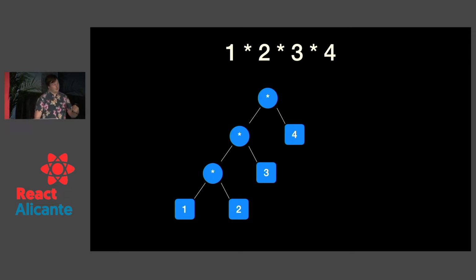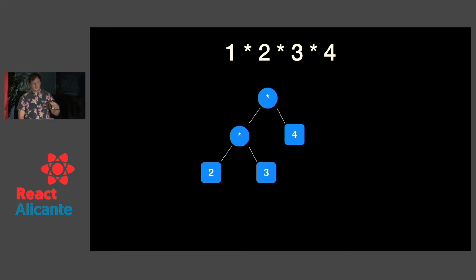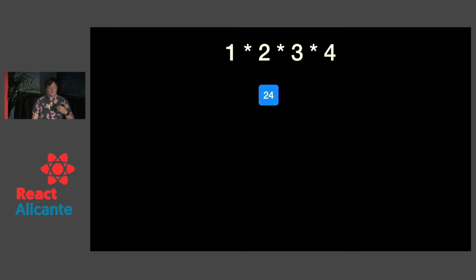When we're evaluating this, when we're interpreting this, we'll recurse down to the lowest level, and the first thing we'll do is evaluate that 1 times 2 to get 2. We'll then climb back up the stack and evaluate the 2 times 3 to get 6, the 6 times 4 to get 24, which is the result of this expression.